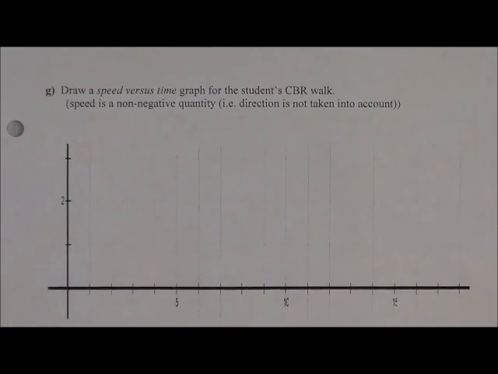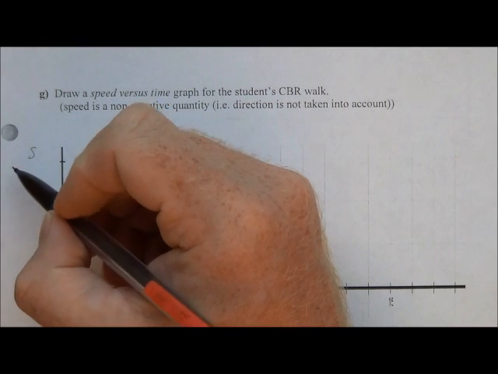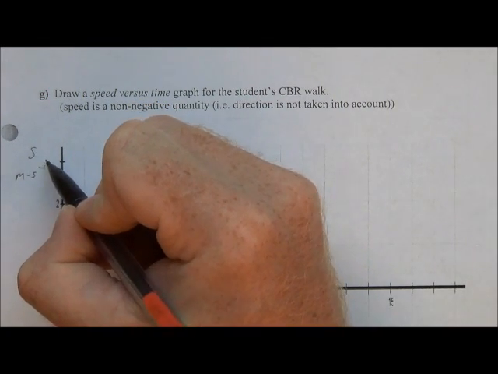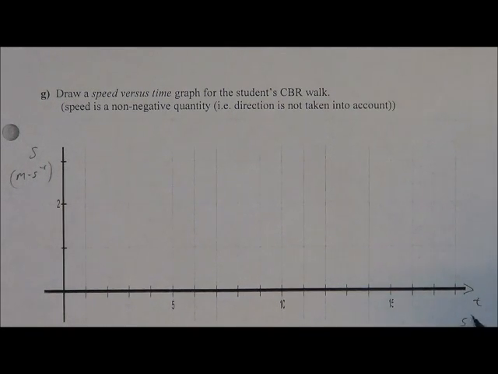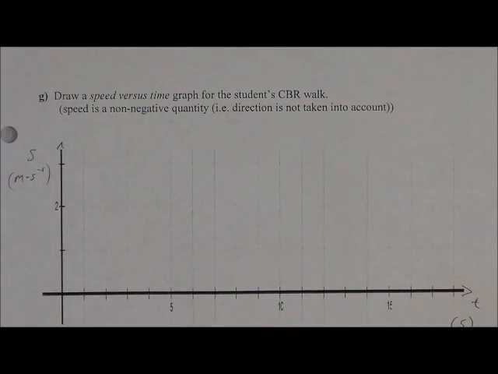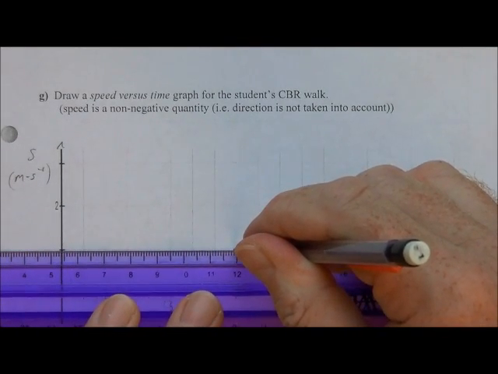And now what we want to do is draw a speed versus time graph for the student's CBR walk. Okay, again, speed in meters per second and time in seconds. And here we know that for the first 8 seconds the speed is 1 meter per second, from what we saw on the other page. So for the first 8 seconds it's going to be 1 meter per second.